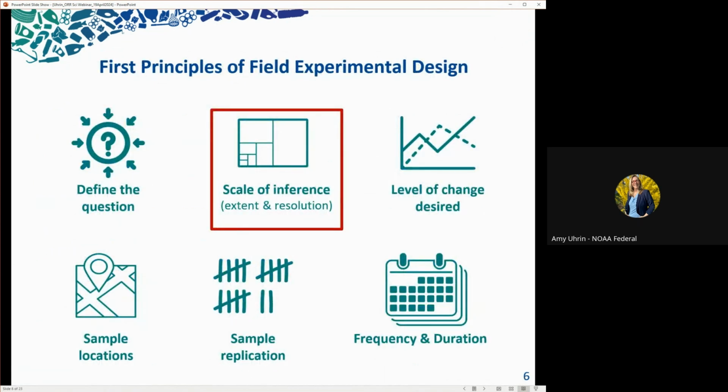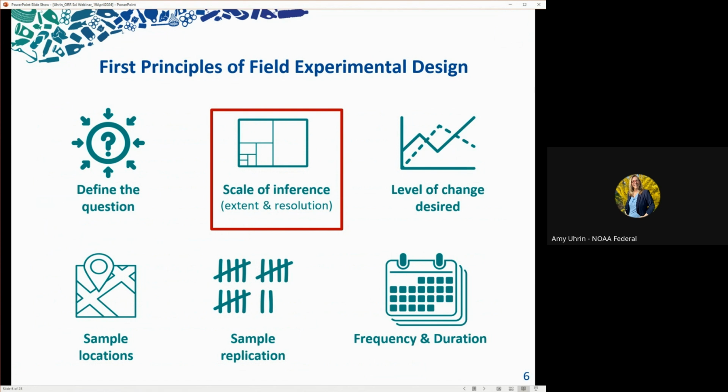So once you've clearly articulated what the question is, then you have to define what is called the scale of inference of your monitoring program. And I'm not going to try to geek out too much in this talk, but sometimes I do have to talk about some scientific principles, and I'll try to do my best to explain them more generally. So the scale of inference is the extent and the resolution over which your samples must be taken.